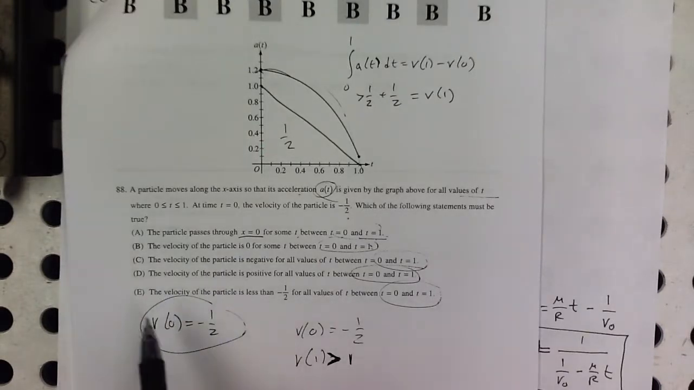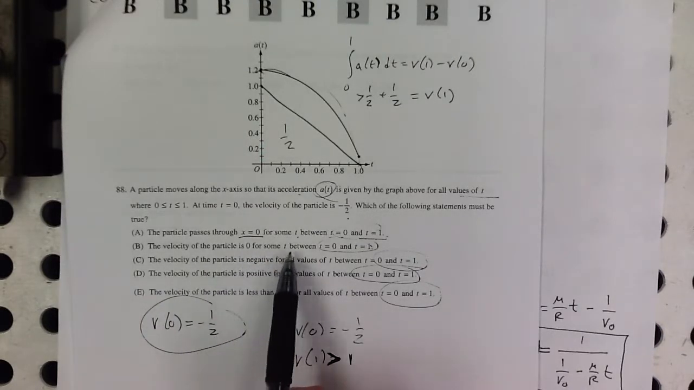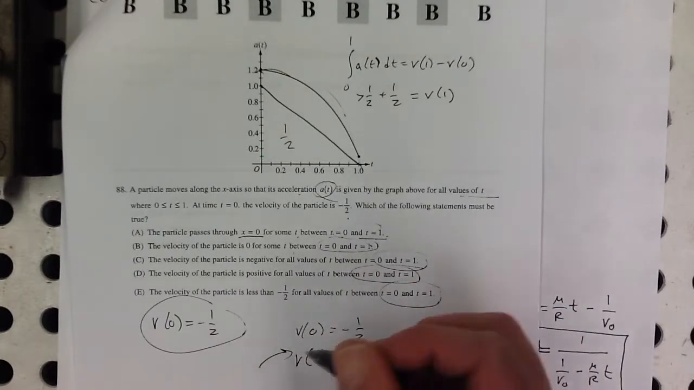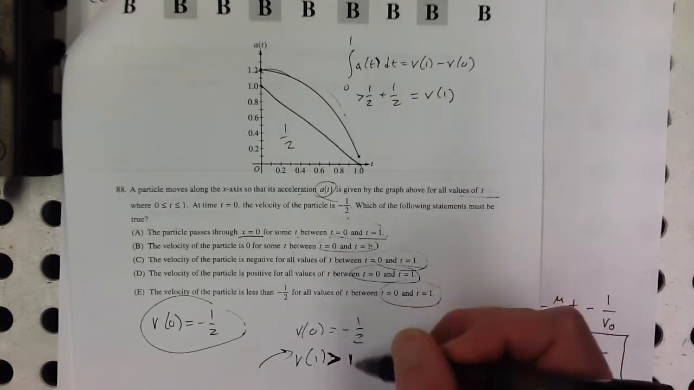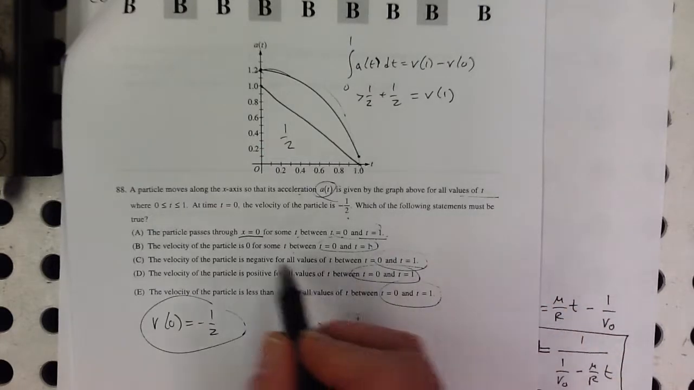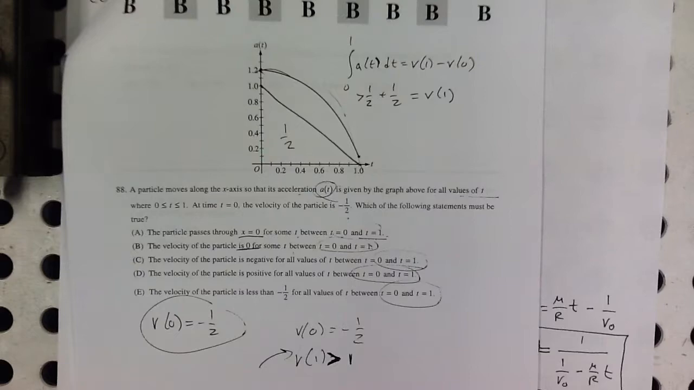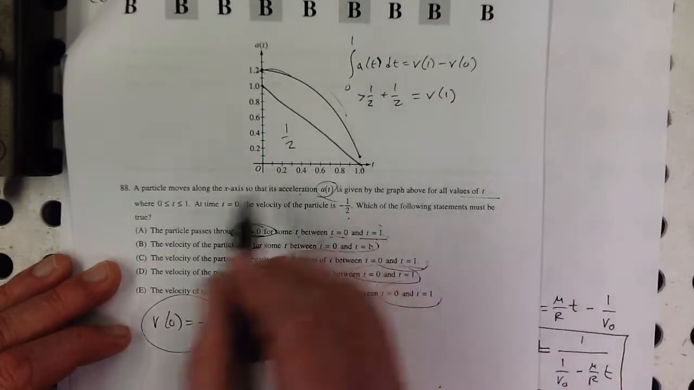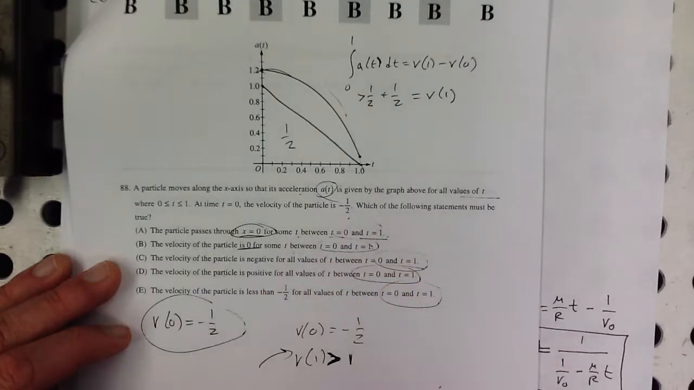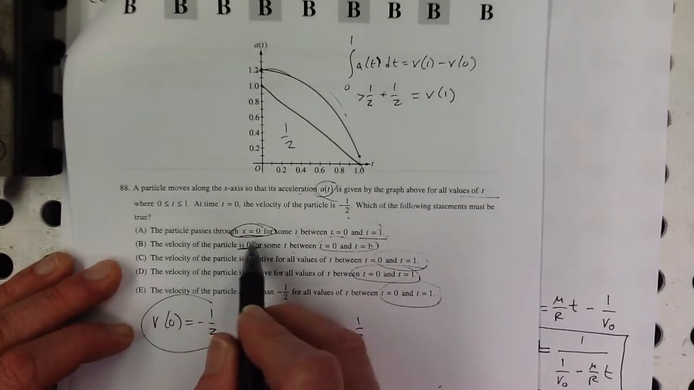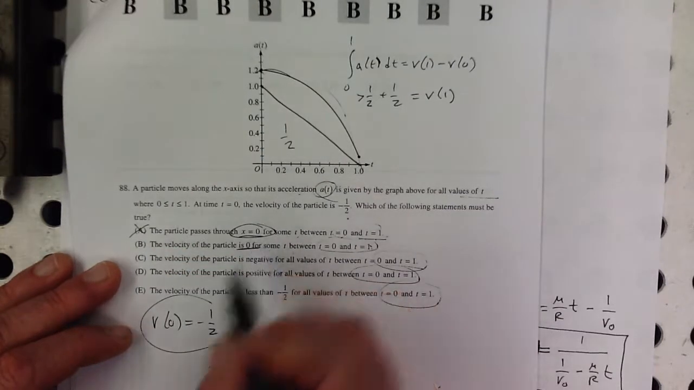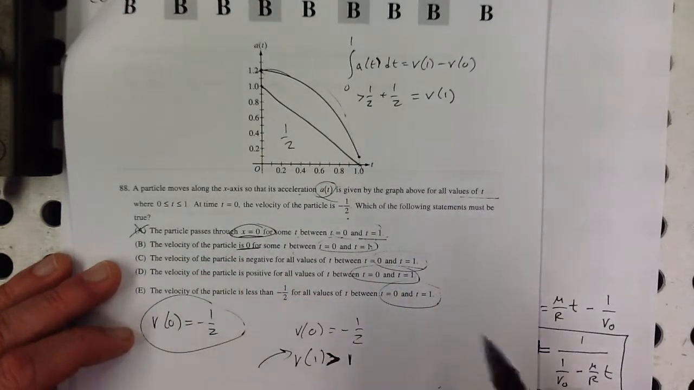The velocity of the particle is 0 for some time between 0 and 1. Well, that seems to be true for sure, right? Because here it's negative 1/2 and here it's 1. So by the intermediate value theorem, it would have to be 0. And the first one isn't true because we don't know anything about the position at all, right? We don't know where it is. They didn't say anything about that, so that's not true. It could be starting at position equals like 3,000 or something. That B looks awfully good.